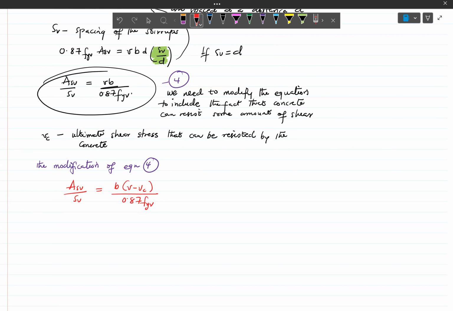So there's usually a table. You go to the table. The table has the Asv over Sv value. You pick one that is higher. It also gives information as to what the spacing can be. Then with that, you can calculate the area of rebar needed for the stirrups.